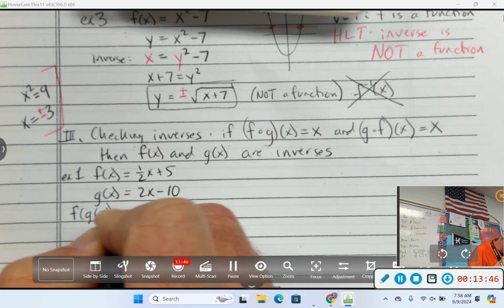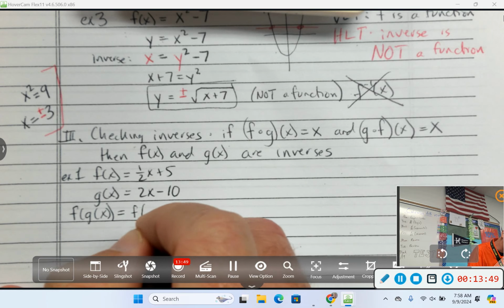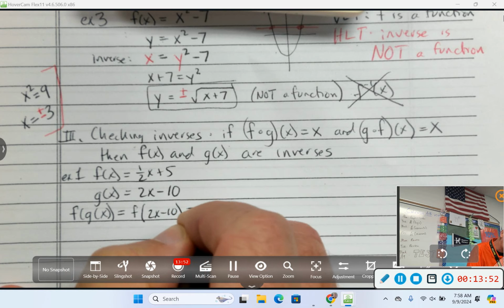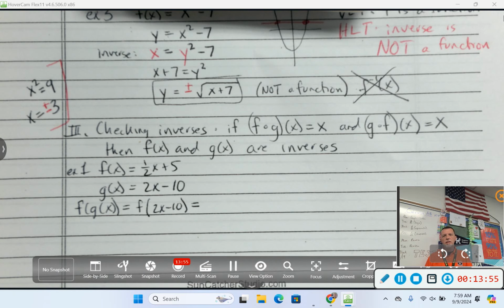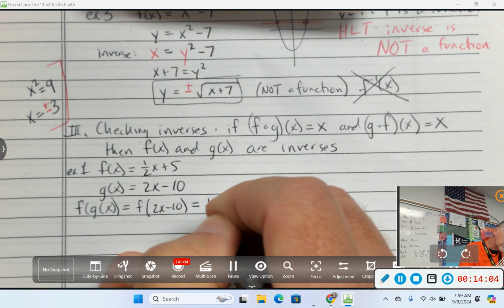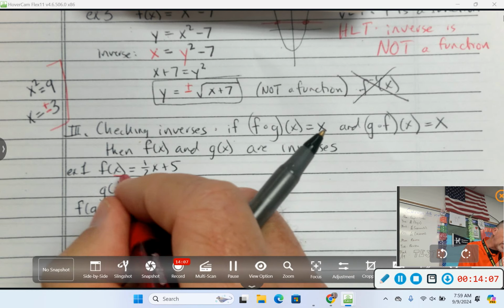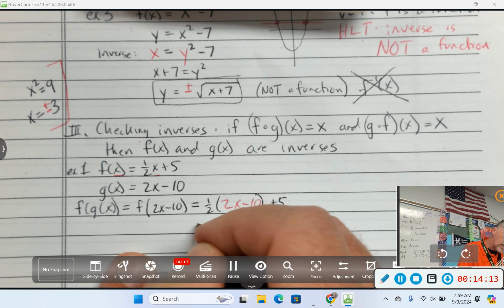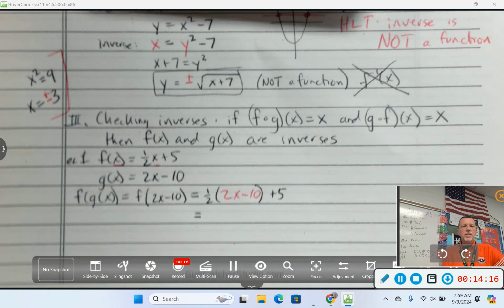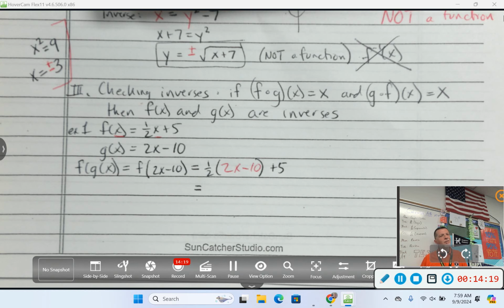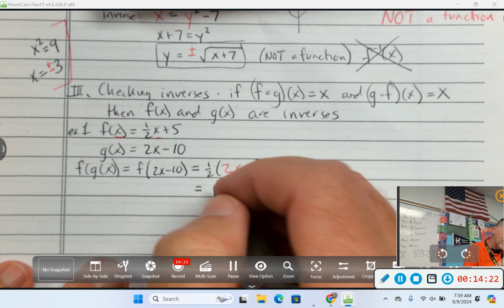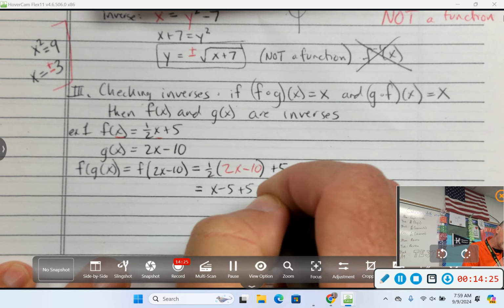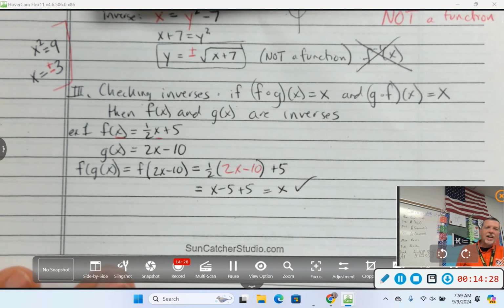So f of g of x means f of 2x minus 10. I'm going to have to do both, so the order doesn't really matter. f of g of x. So now I'm going to grab my f function, but instead of plugging in x, I'm going to plug in 2x minus 10. Let's see, that's pretty easy. If it works, it's pretty easy, right? Because that's x minus 5 plus 5. So that's a yes. But I'm not done yet.